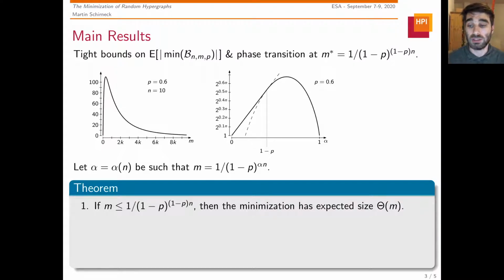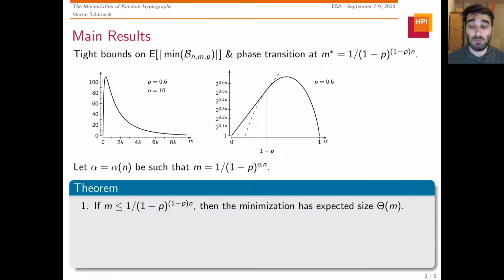So as long as the number of edges is smaller than this transition point, the minimization grows linearly in the total number of edges. If we go beyond that point, we at first continue to grow, but sublinearly in alpha and thus subpolynomially in m until this peak. And once we go over this peak, the minimization really comes crashing down super fast.